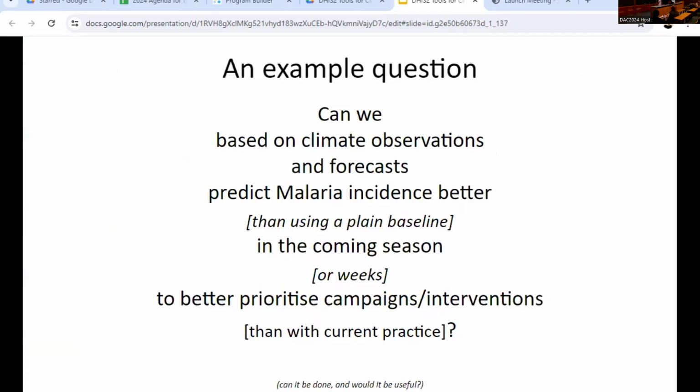I'll start with an example question. Can we, based on climate observations and forecasts, predict malaria incidence better than what we already do, in the coming season, or maybe the coming weeks, to better prioritize campaigns and interventions than what one is doing today? So I think that is a very, very relevant question. I think the trick is in very small letters, as it always is. Can it be done? And would it be useful at the level it can be done today?